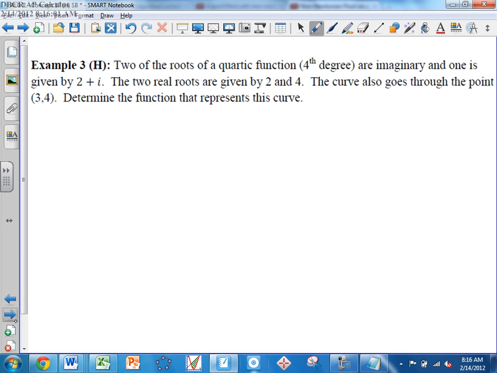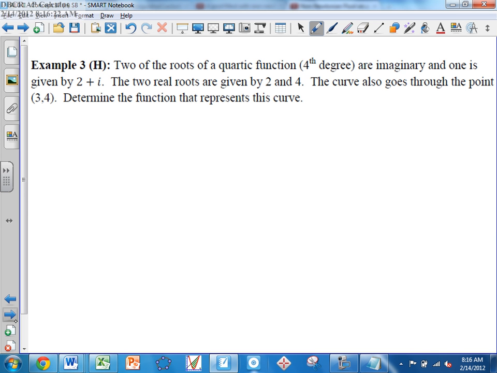Okay. Next, third example. 2 of the roots of a quartic function, 4th degree, are imaginary, and one of them is given by 2 plus i. 2 of the real roots are given by 2 and 4. The curve also goes to the point (3, 4). Determine the function that represents this curve. We got a lot going on here.